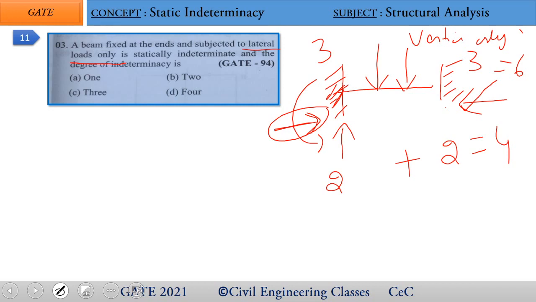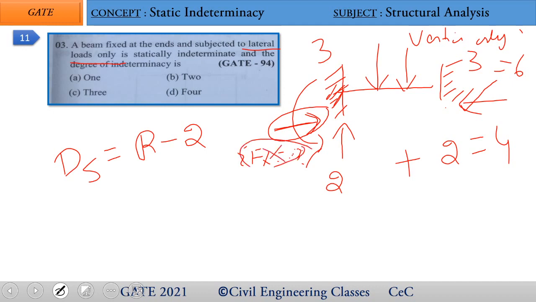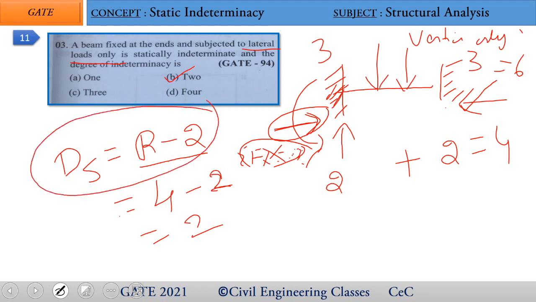So please identify this type of problem and apply the formula DS equals r minus, not 3, it is 2, because sum of Fx is equal to 0. So we are not taking this equation for vertical loading only. That's why the formula is r minus 2. Now here r is 4, minus 2, so you will get the answer 2 and option B is the correct answer. This type of problem is very important: if they are asking only for lateral loads, nothing but vertical loads, then you can go for this formula, that is r minus 2.